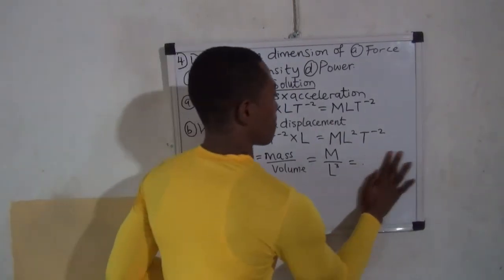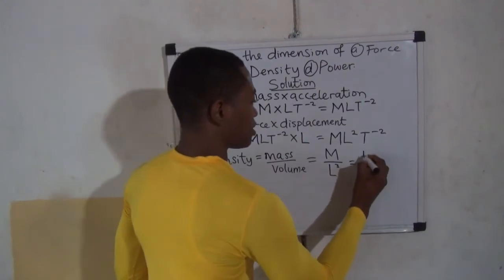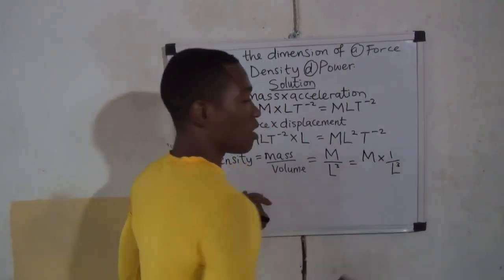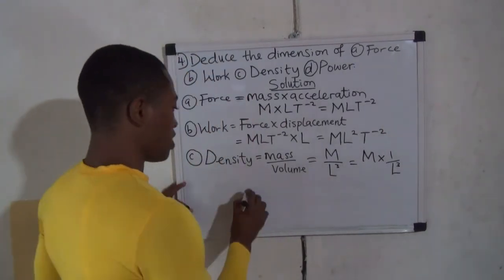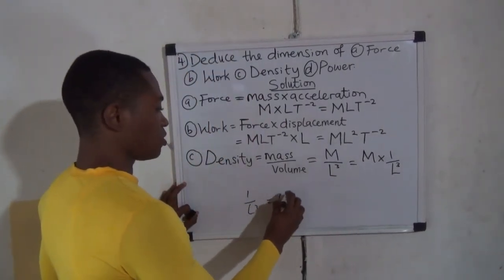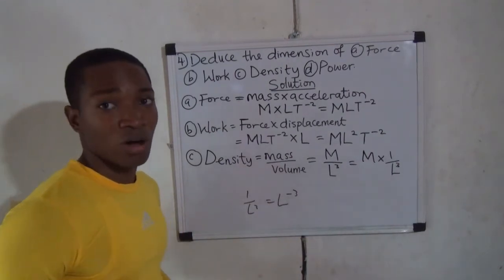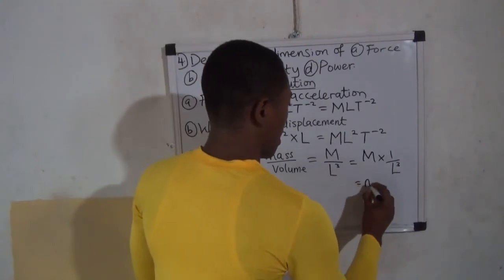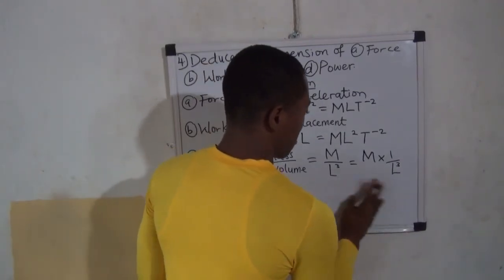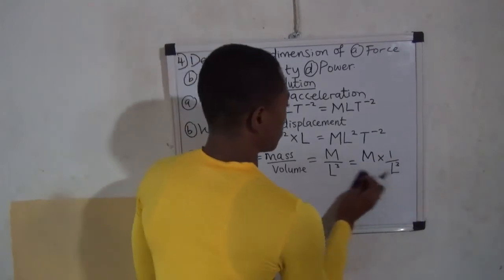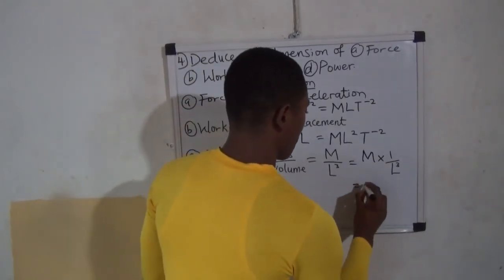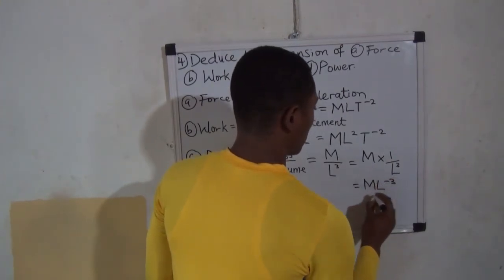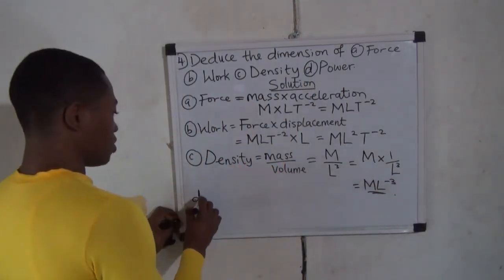Why did I say so? Because this is the same thing as saying M multiplied by 1 over L raised to the power of 3. And 1 over L raised to the power of 3 is L raised to the power of minus 3, according to the law of indices. So we just have this as M, capital letter M, L raised to the power of minus 3. That's all.